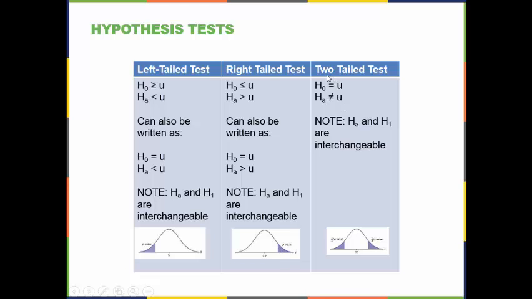Now sometimes you want to do something called a two-tailed test, and that's just where you think it's not equal to the claim. Again, because it's two-tailed, we're using area on two sides of the curve.